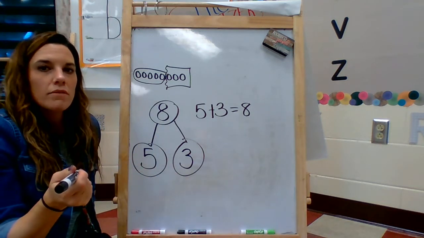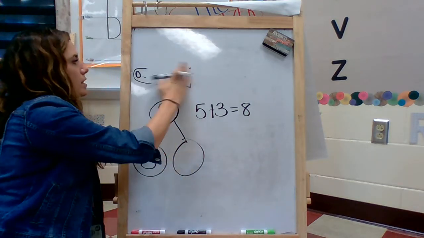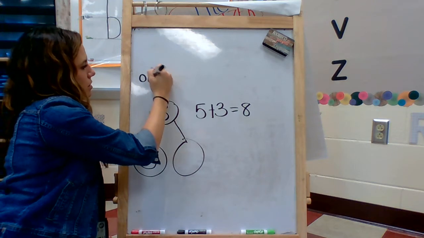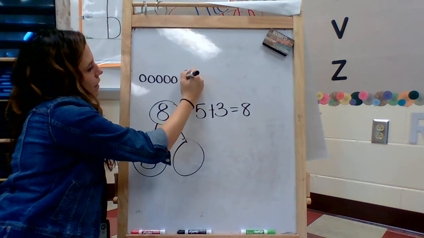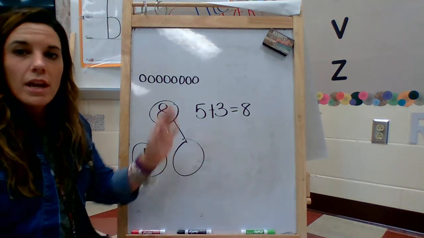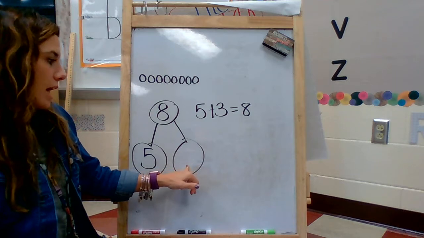Let's try to solve it using subtraction. So I'm going to erase that. I'm going to draw my 8. 1, 2, 3, 4, 5, 6, 7, 8. Okay, 8 bears were fishing. 5 came back early. How many bears are left?